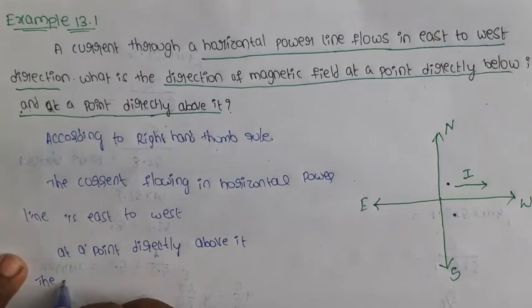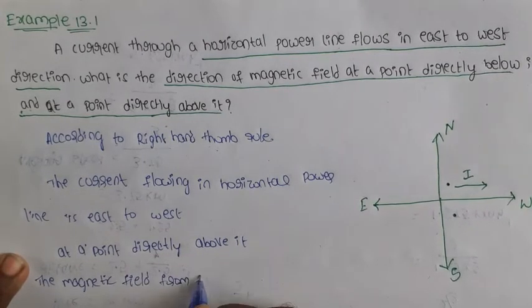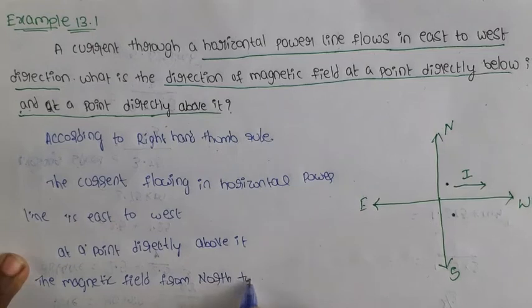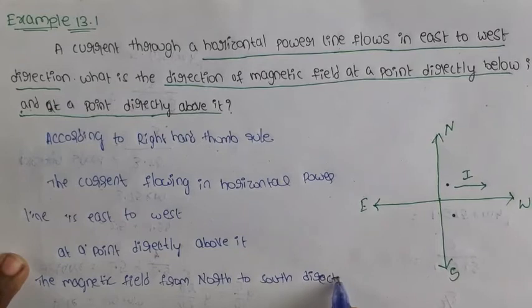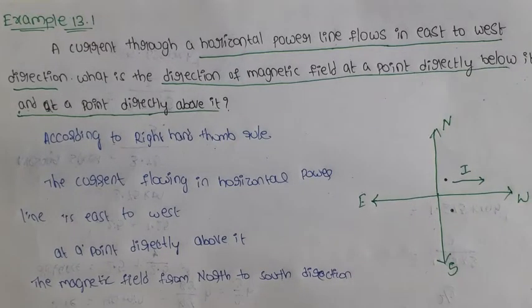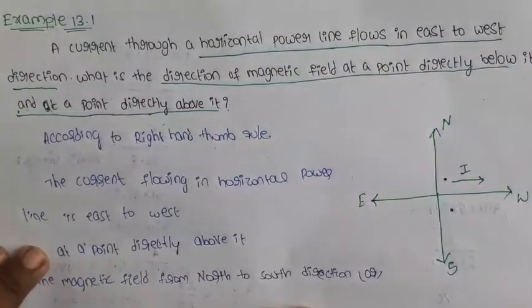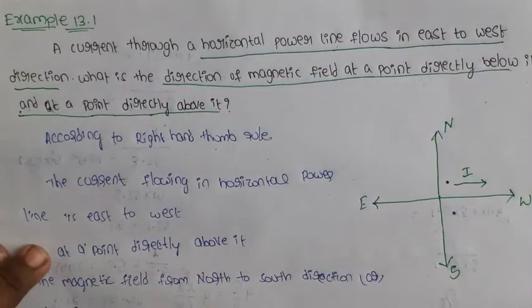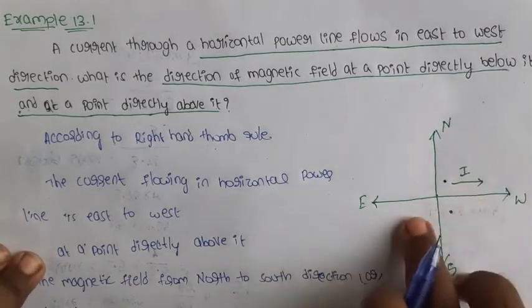So the magnetic field from north to south direction, or we can say that this point is towards the north, or towards north direction. This is above the point of horizontal power line.